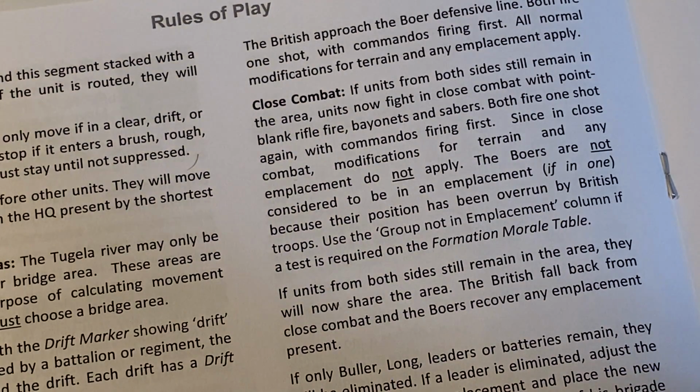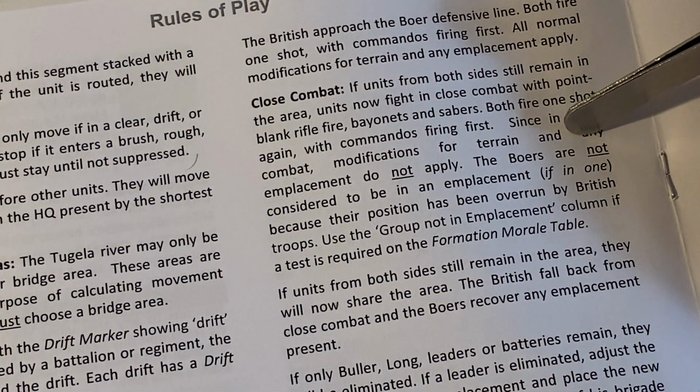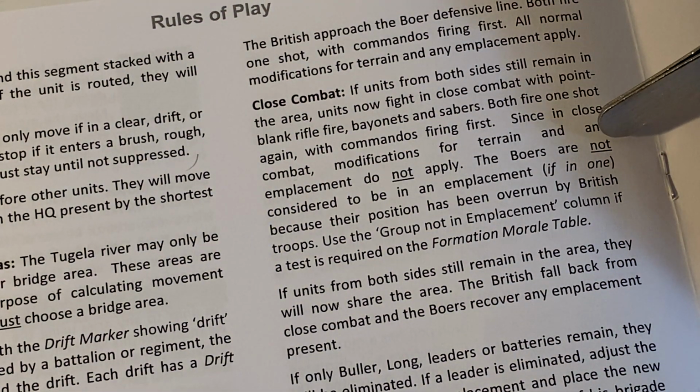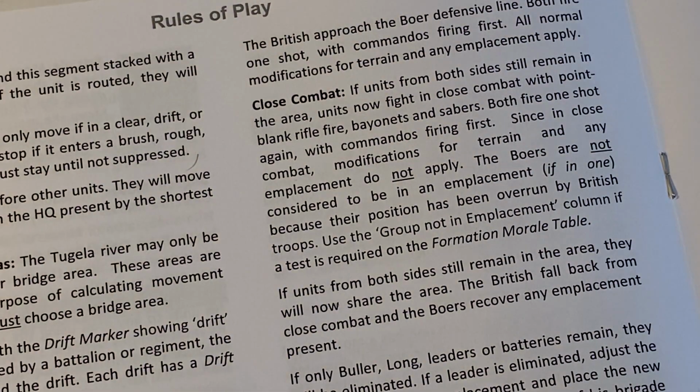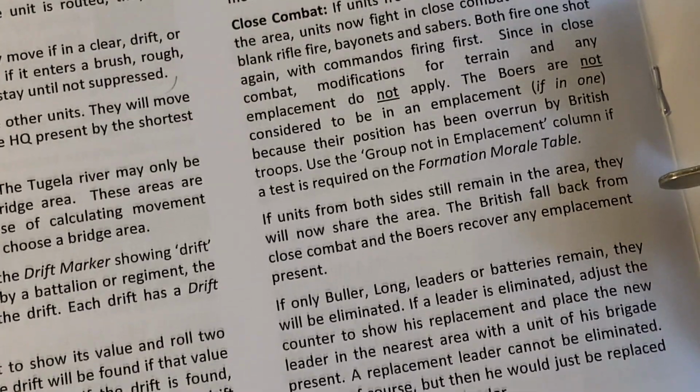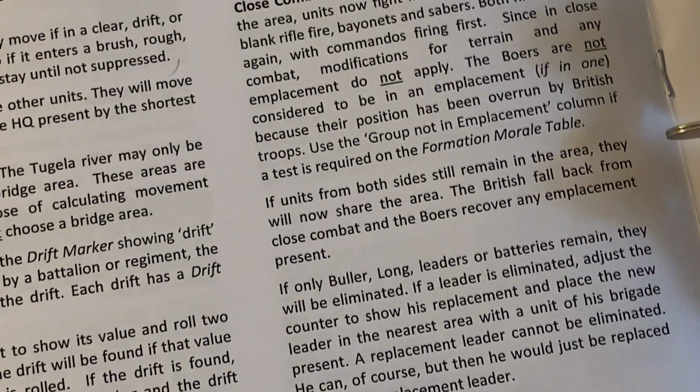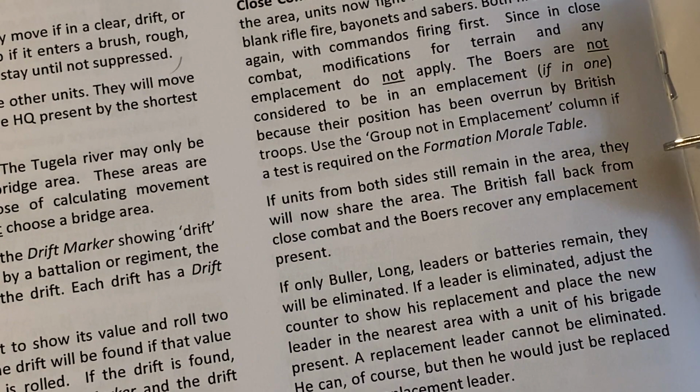because we're right up. It says there, the Boers are not considered to be in an emplacement, if in one, because their position has been overrun by British troops. Use a group, not an emplacement column, if a test is required on the formation morale table. Okay. And then it carries on here. If units from both sides still remain in the area, they will now share the area. The British fall back from close combat and the Boers recover any emplacement present.